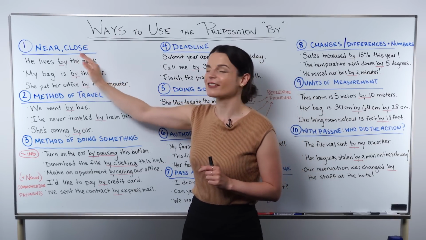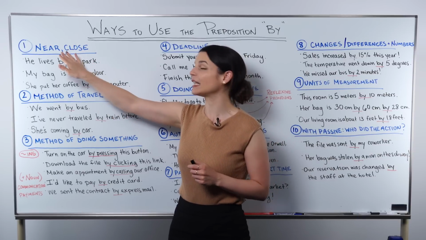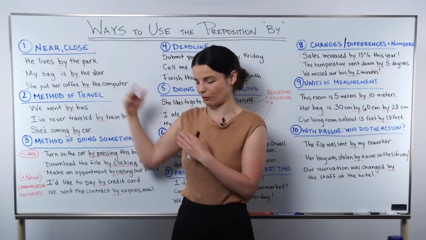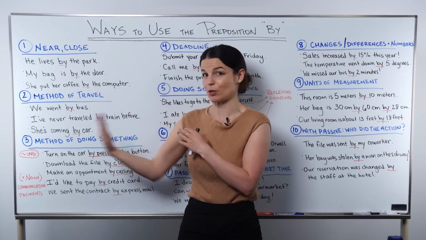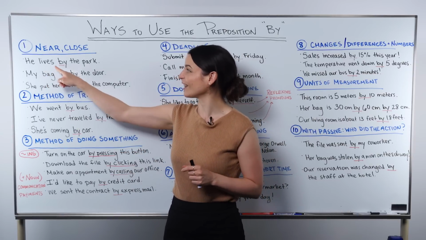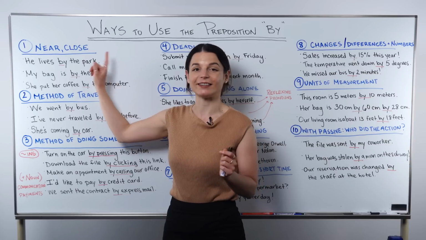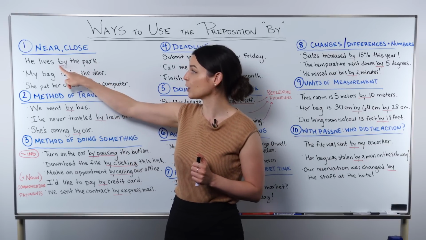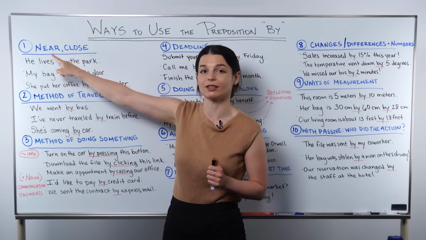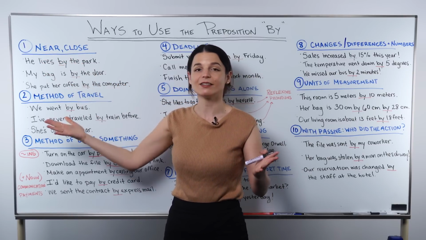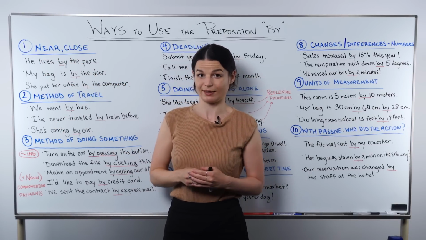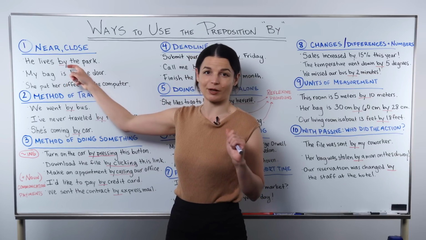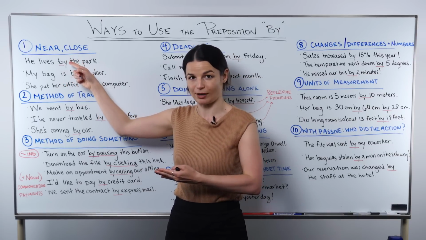Okay. First, let's look at number 1 here. This is the use of by to mean near or close, referring to its position from you. So, for example, he lives by the park. In this sentence, we could replace by with near or close, and the meaning would remain the same. He lives near the park, or he lives close to the park.